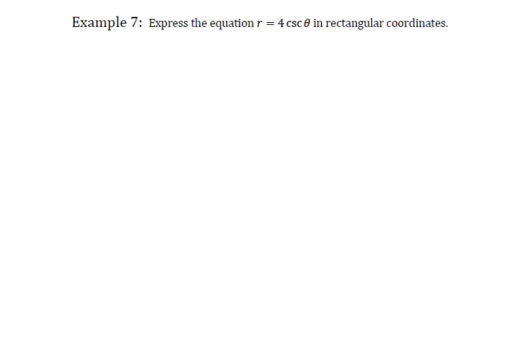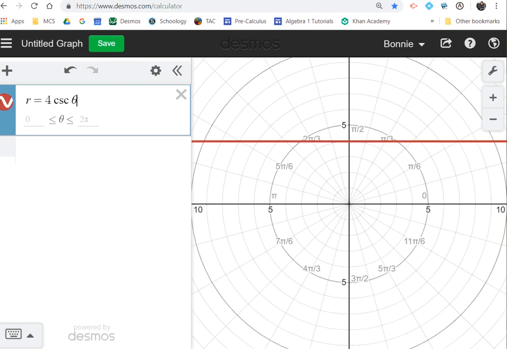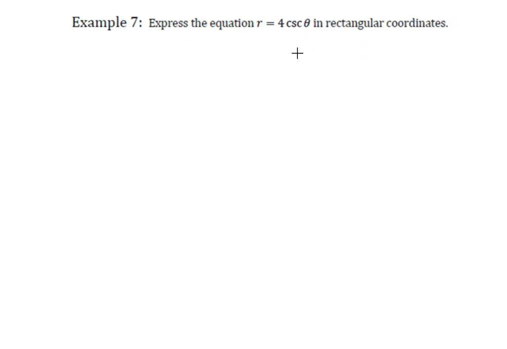Example 7. R equals 4 times the cosecant of theta. We can look at that on Desmos. So r equals 4 times the cosecant of theta is a horizontal line. So our goal is we should be getting something that's in the form of a horizontal line. We know that's typically y equals something. So let's see if we can get there algebraically.